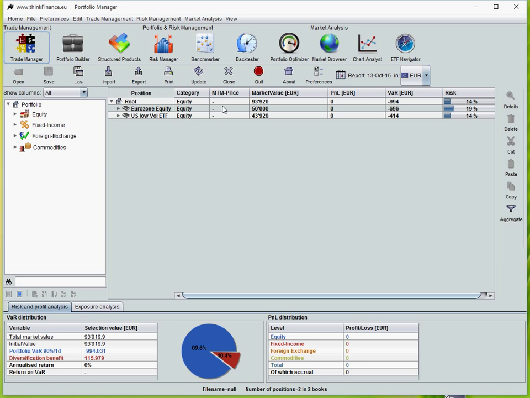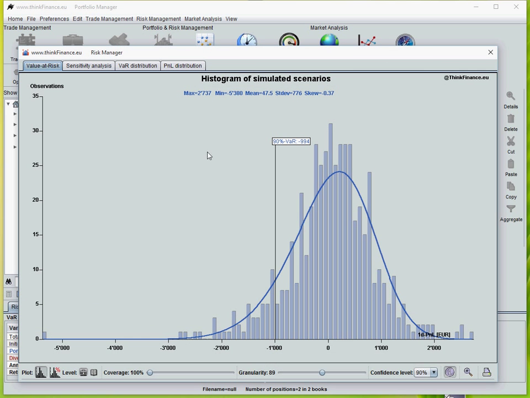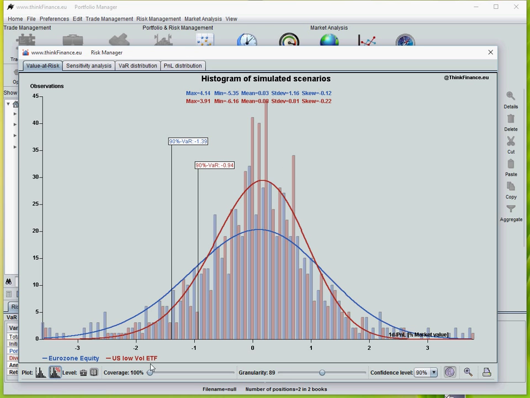Now let's compare the risk profile to my existing Eurozone equity. I can do that by clicking on the risk manager here. Now this is the joint valued risk distribution, but what I'm interested in is the comparison of the valued risk book by book in percent of the market value. And it's interesting to know that my US low vol ETF already has a lower valued risk than my Eurozone equity. Well, the question is, can I do better than that?